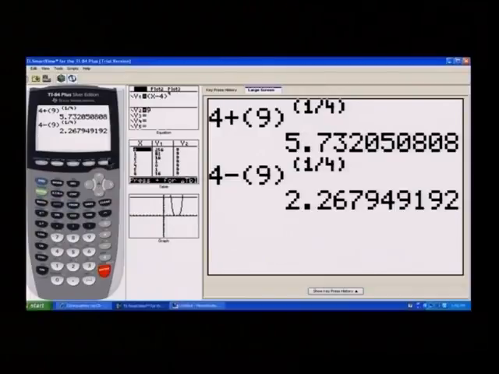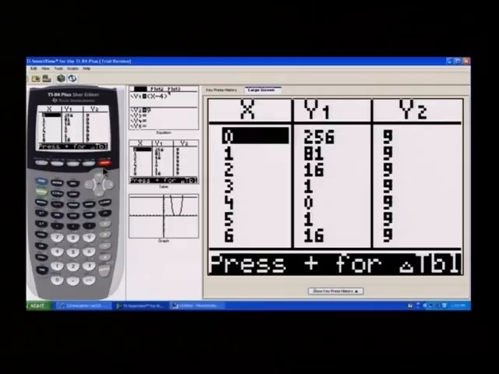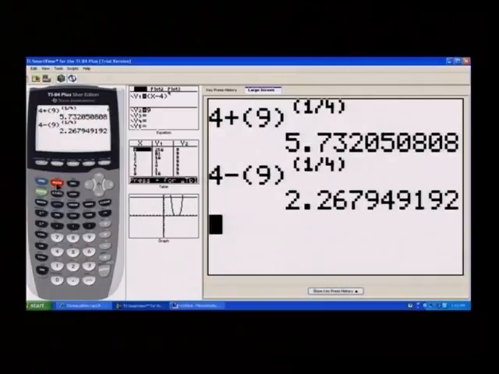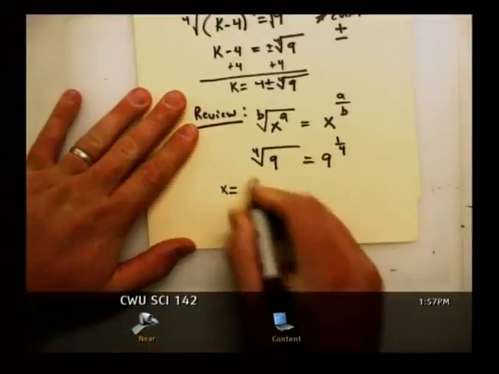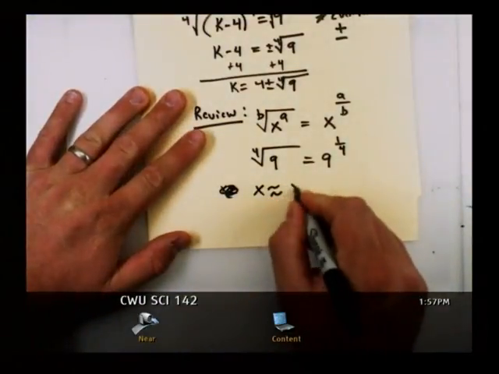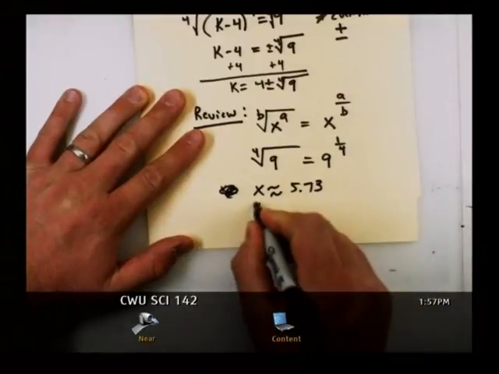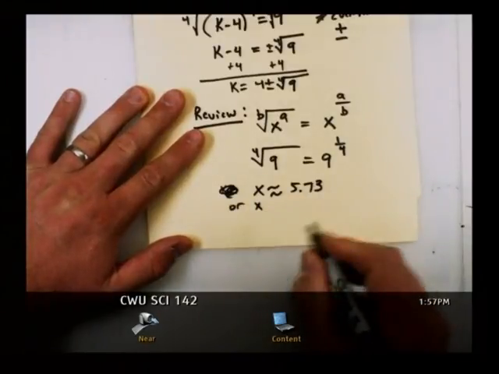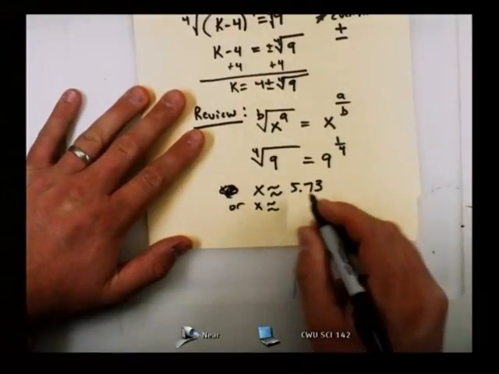Let's go back to the table again, just to check for reasonableness of our solution. We were estimating a solution between 2 and 3. 2.27 fits that, so we're good to go. So again, our 2 solutions: x is approximately 5.73, or second solution, x is approximately 2.27.